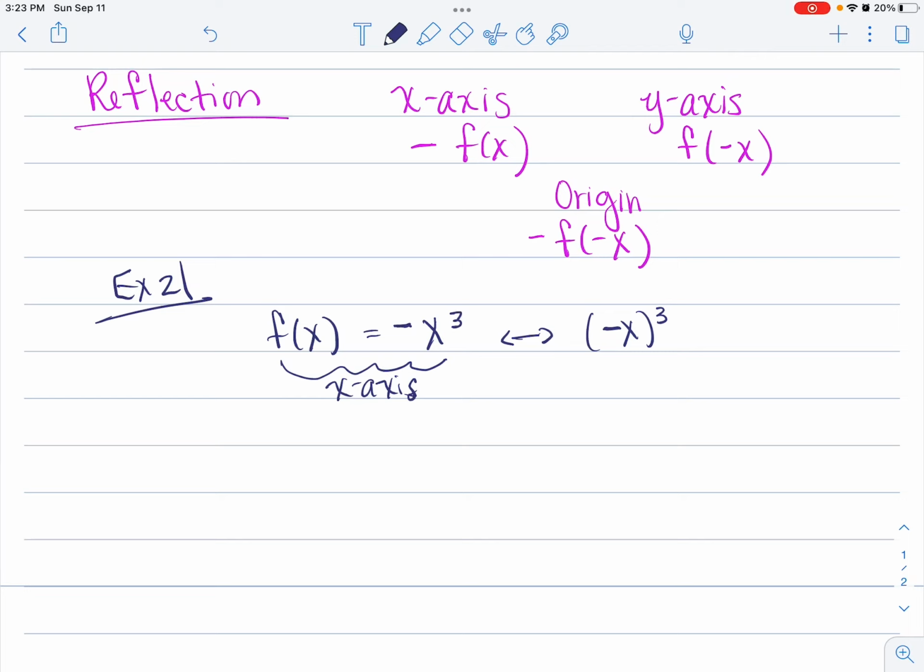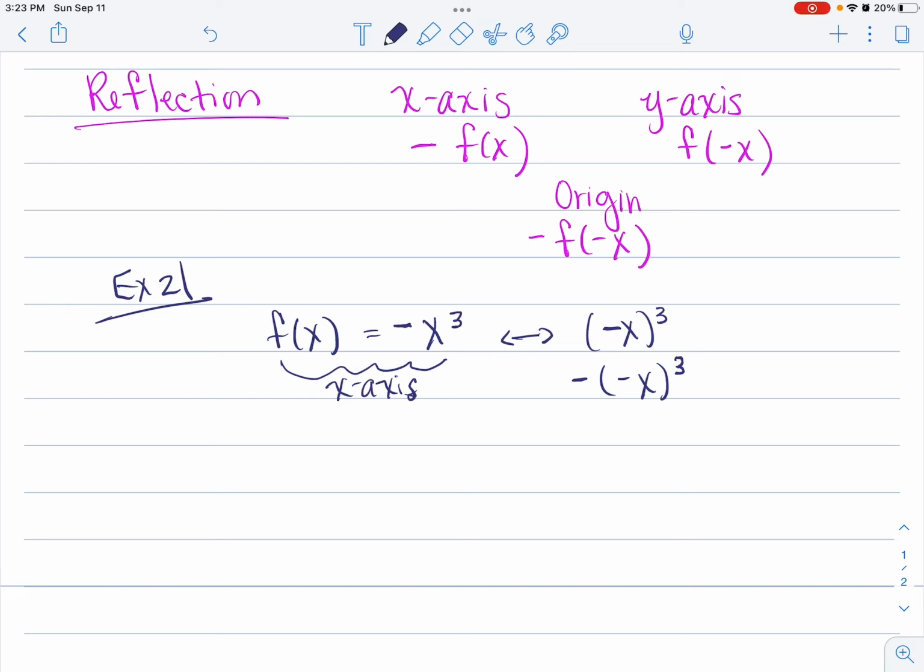If it was the origin, which would be really odd for this one, it would be a negative x to the third. By the way, that's just going to change right back to the parent function for this particular one. That doesn't do it with all of the functions, but again, the cube function's kind of not a great example for reflections, but that's both the negative being on the function and on the x value itself.